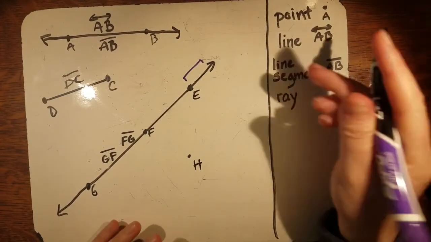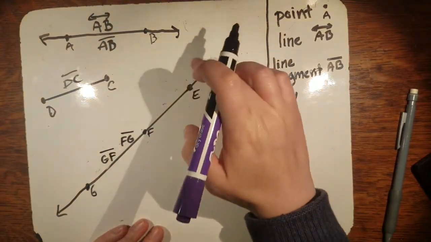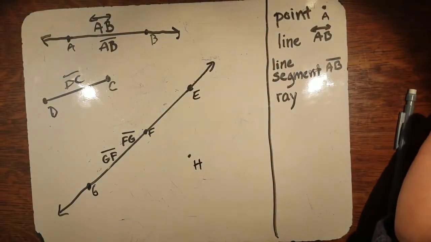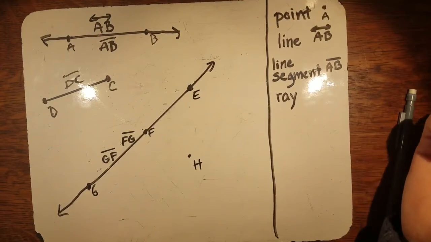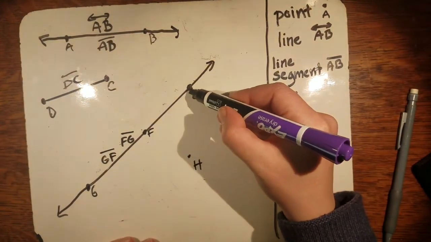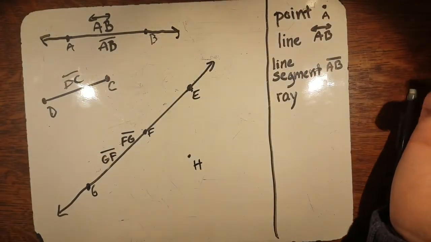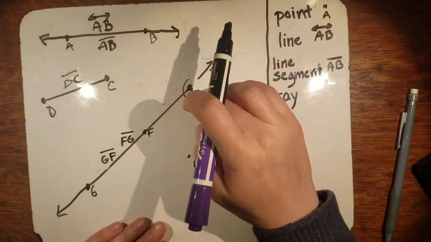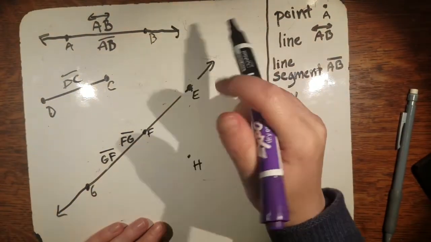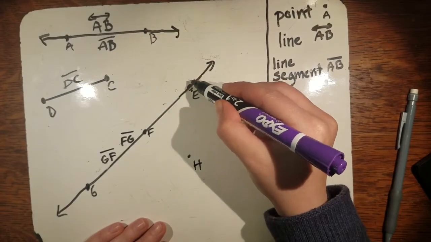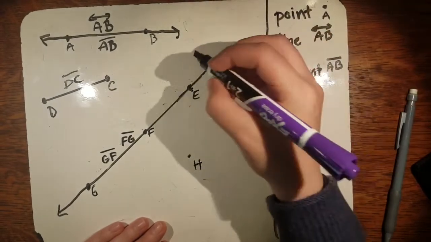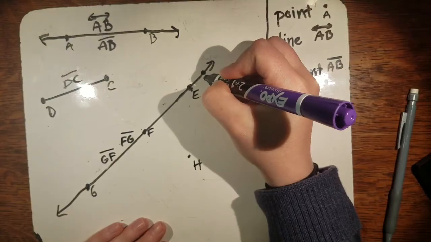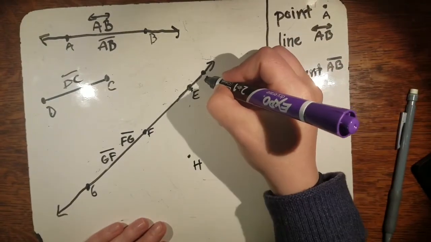So to mark a ray, we still need 2 different spots. We can't just call this ray E because we're talking about E as the point. So we do need another point on this ray to mark. But remember, it will just keep going on and on and on. So let's see, I haven't said I.